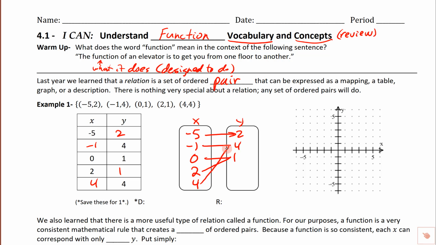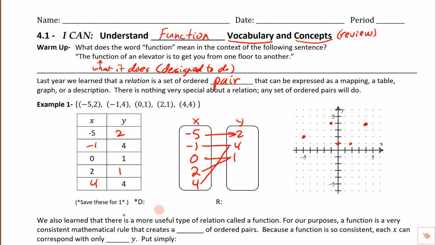And then we can also graph it. We can draw a picture of the set of ordered pairs. So we've got our axes set up right here. So we're going to do -5 and 2. So that point there. -1 and 4. So we're right here. 0, 1. Again, we go right or left first, and then we go up. It's always the x coordinate, then the y coordinate. And over 2 and up 1. And then over 4 and up 4. So it looks like this. That's what our graph would look like.